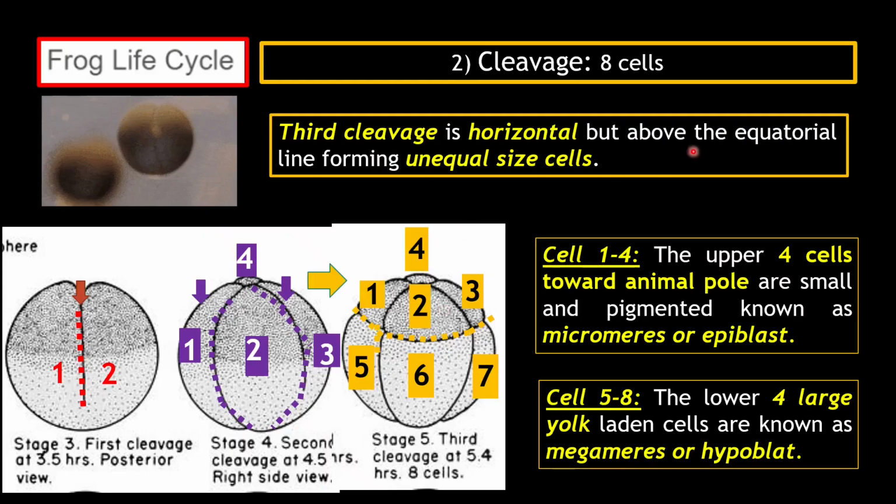And as I said before, they are not in the equatorial zone. They are cells that don't have an equal size. The small ones are called micromeres or epiblast, and the big ones are called megameres or hypoblast. Okay, and here this one will have a lot of yolk, and this one will be yolkless.